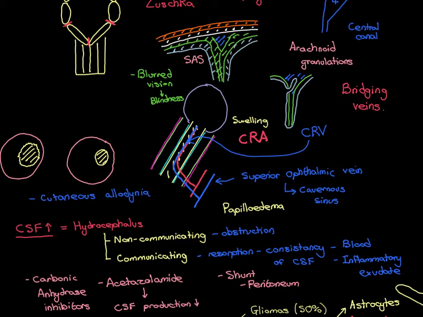So let me remind you what bridging veins were. So the bridging veins were veins that were draining the brain parenchyma, and they drain venous blood into the dural venous sinuses. And luckily we have a picture of a dural venous sinus here. This is representing the superior sagittal sinus.